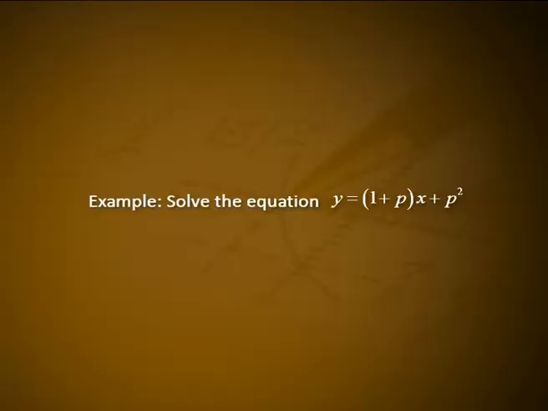If we eliminate p between the first equation and the third equation, the eliminant is the general solution of the given equation. If p cannot be eliminated between 1 and 3, they jointly provide the required solution in terms of the parameter p. Example: solve the equation y = (1 + p)x + p^2.